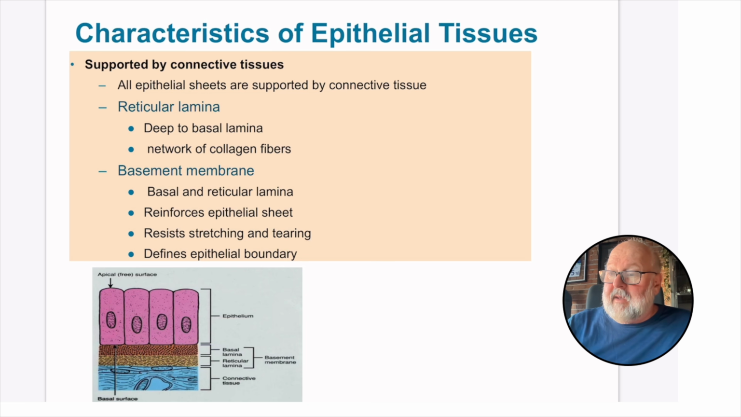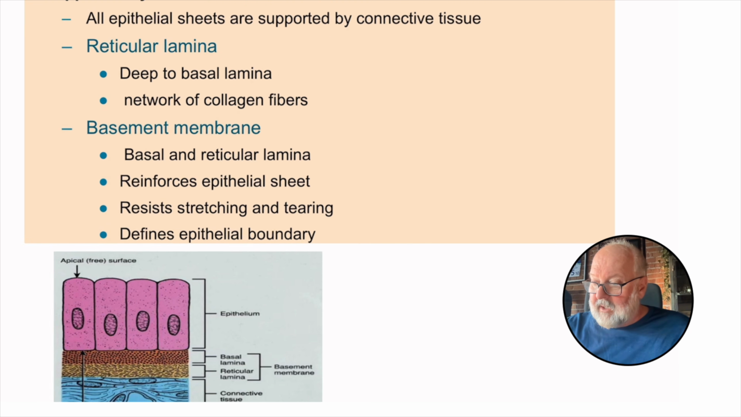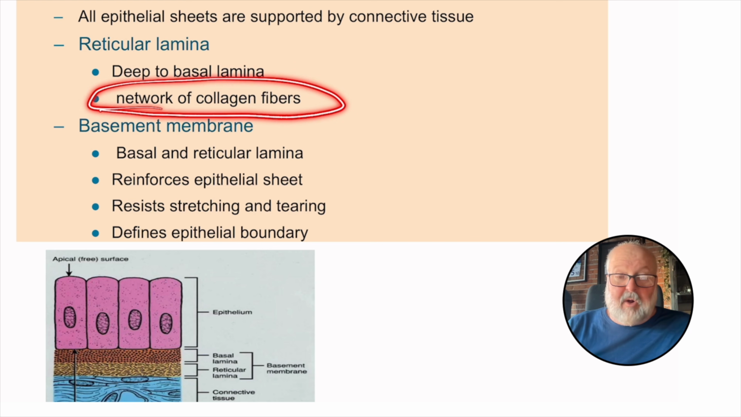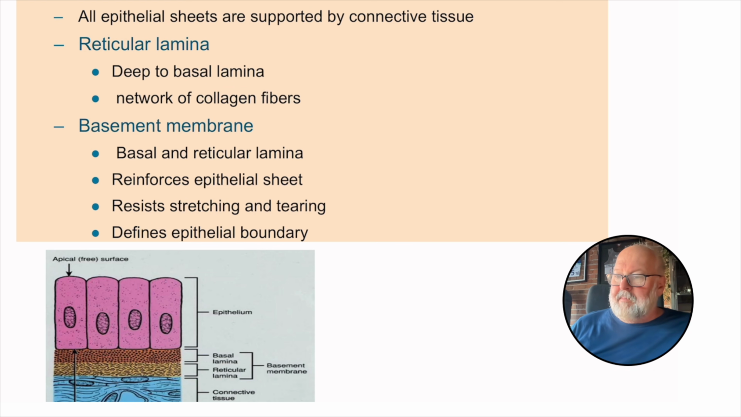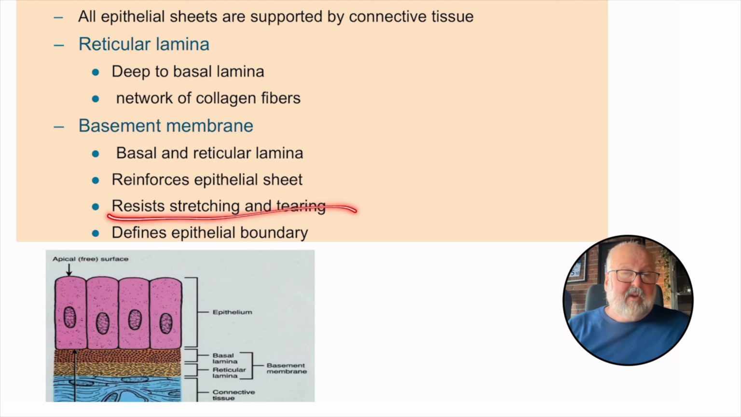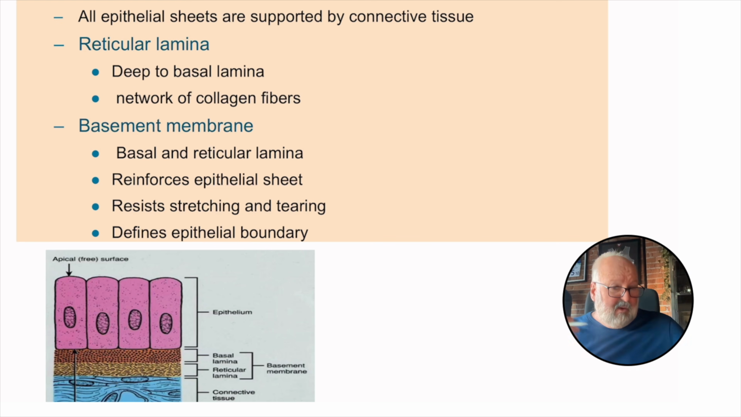All right, and so those are some of the specialized contacts we see. Now, the other thing I said is epithelium is supported by connective tissue, and there's some connective tissue we should look at. And two of the terms we're going to see are reticular lamina, okay, and that's deep to the basal lamina. And what is this? This is made of collagen fibers. The next one is the basement membrane, right, and that's the basal and reticular lamina together. And this helps to reinforce epithelial sheets, and it prevents stretching and tearing, and also defines it.